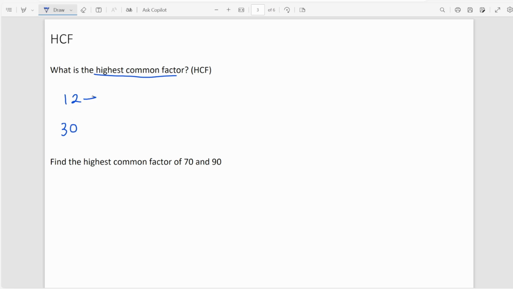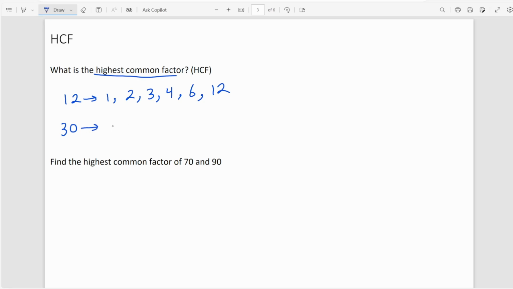So to get the idea, I will list out the factors of 12. So what numbers can divide 12? 1 can divide it, 2 can, gives you 6, 3 can, gives you 4, and 4 gives you 3. Finally, 6 gives you 2. And finally, 12, okay? So those are the factors of 12. Those are all the integer numbers that would be able to divide 12.